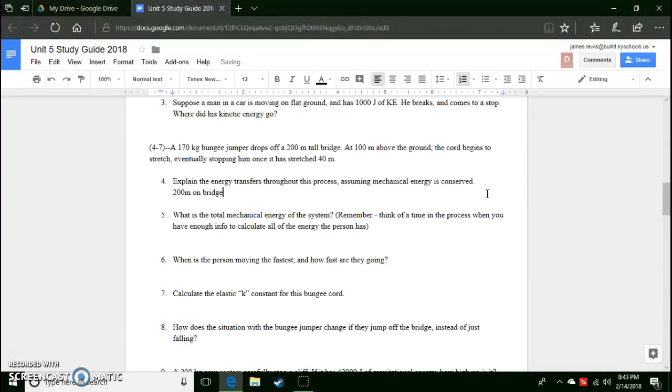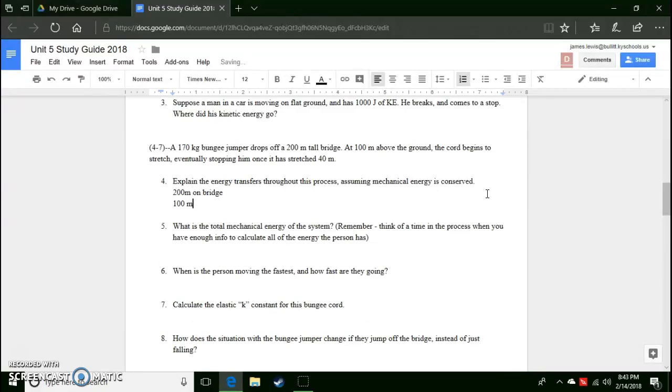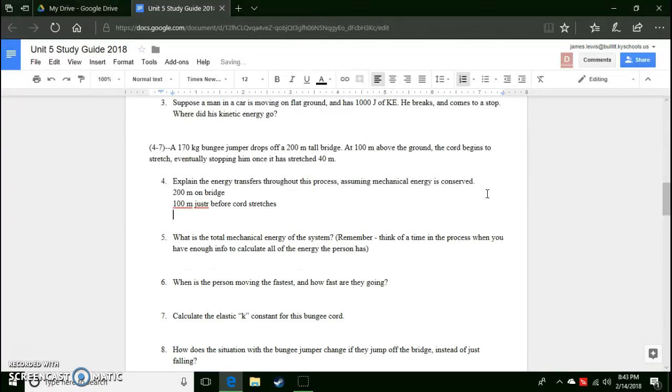At 100 meters, then that'll be the point where it's just before the cord stretches. Then from 100 through 60 meters, now, why did I say 60? Because it says that the cord stretches 40 meters. If it stretches by 40, then you have gone down 40 meters further than when you were at 100. So 100 minus 40 equals 60.